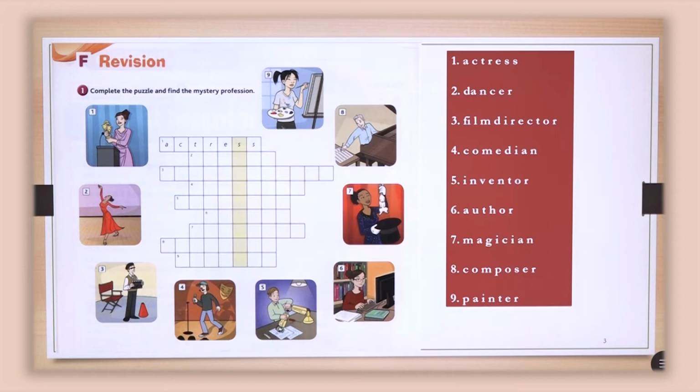So, number 1 is actress, number 2 is dancer, number 3 is film director, number 4 is comedian, number 5 is inventor, number 6 is author, number 7 is magician, number 8 is composer, and number 9 is painter.